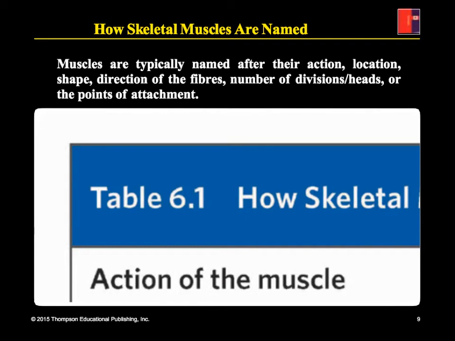N stands for number of divisions or heads. So a biceps brachii has 2 heads, which means it has 2 points of attachment. Triceps brachii has 3 heads, so 3 points of attachment.